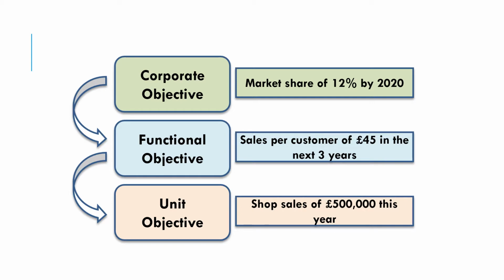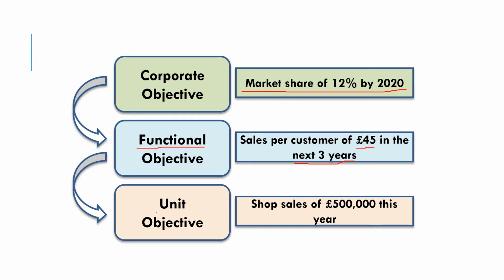So here's a more detailed example. We might have a corporate objective, which is to have a market share of 12% by 2020. Now, what does that mean for the marketing department, the function within the business? Well, in order to achieve the corporate objective for the business as a whole, we might need to have a target of sales per customer of £45 per customer, achieved in the next 3 years.